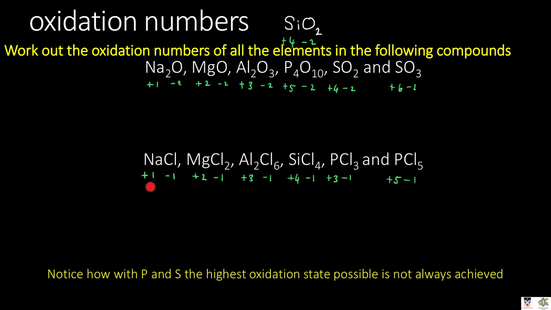And we can also work out the oxidation states of the elements in their chloride compounds. And please note, as shown here by the sulfur compounds, and phosphorus in this case with the chlorides, these elements won't always form compounds with the highest possible oxidation state. Sometimes we can form some other compounds where the oxidation state is different.